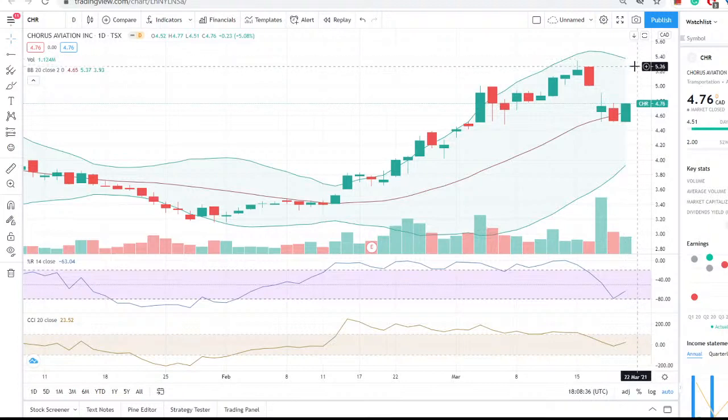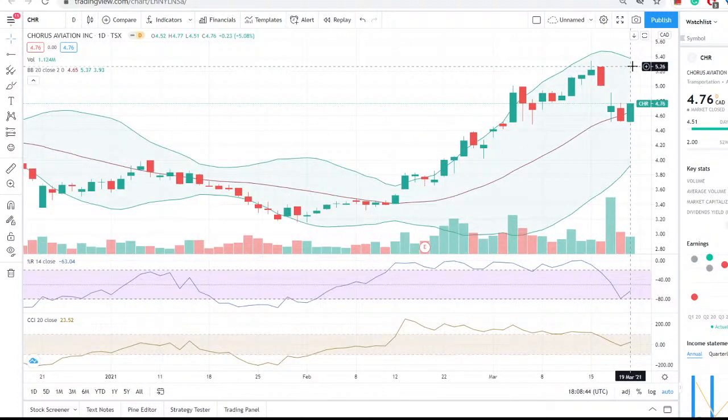Yeah, I'll put 525 as the target and get out. So at 525 you will be making a good 30% plus. Yeah, okay, 30. What more do you want for 30%?